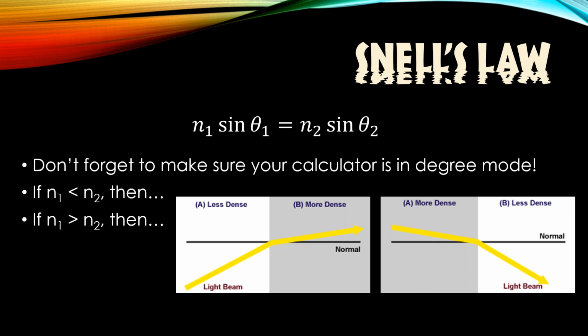We'll use these ideas to not only make calculations of unknown angles or unknown indices of refraction, but then we'll also use these ideas to be able to argue which way light will bend in several different scenarios.